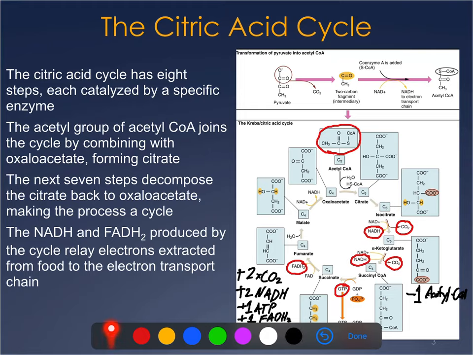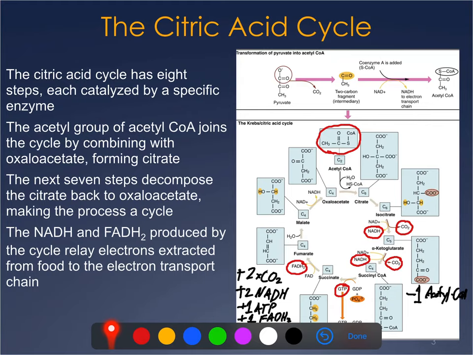Also important to keep in mind is, remember our first step, we took acetyl-CoA and combined it with oxaloacetate. As we go around in this circle, at the end of the circle, we have regenerated the oxaloacetate, and it will then combine with the next acetyl-CoA and go around in the circle. Remembering you get two pyruvates from every glucose. So for every glucose, this cycle is going to turn around twice, once for each pyruvate.